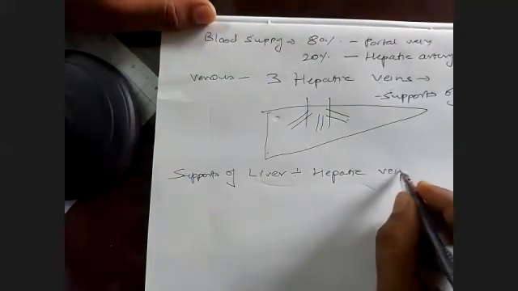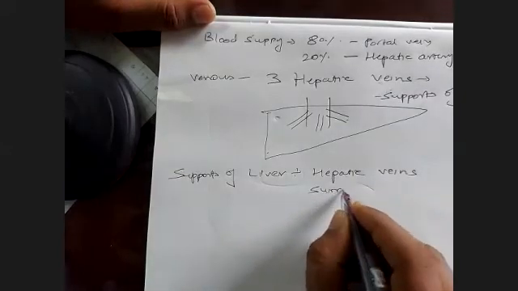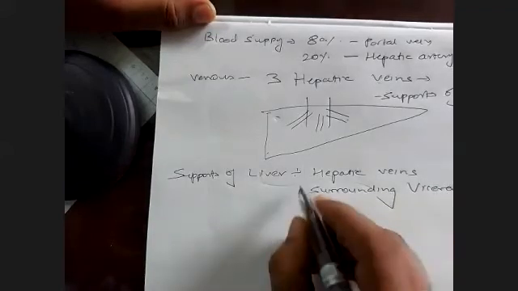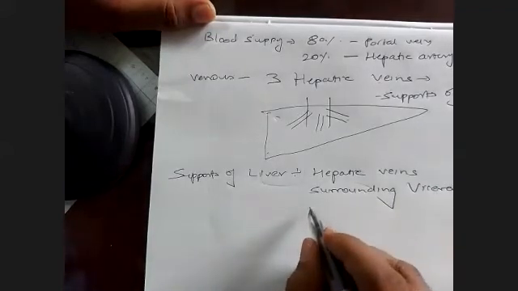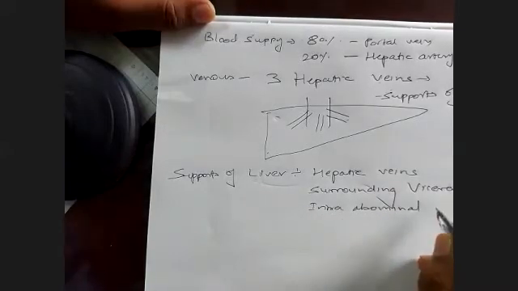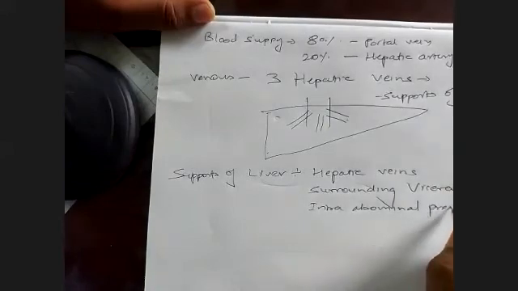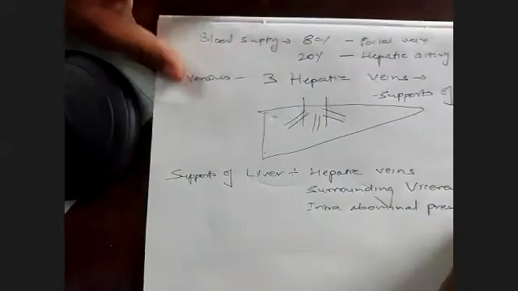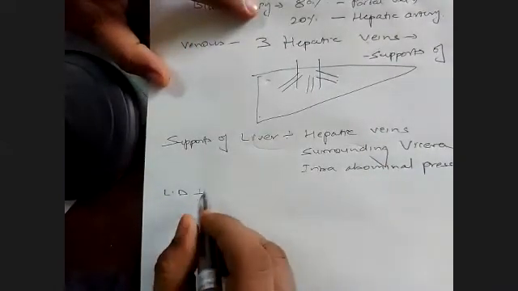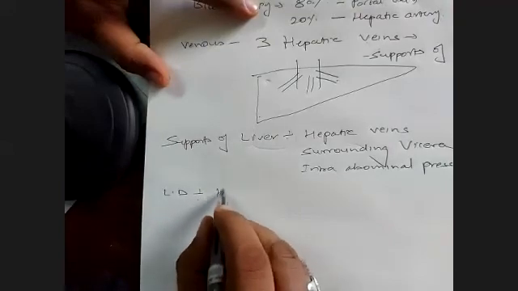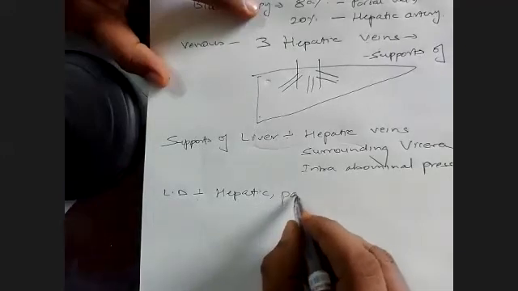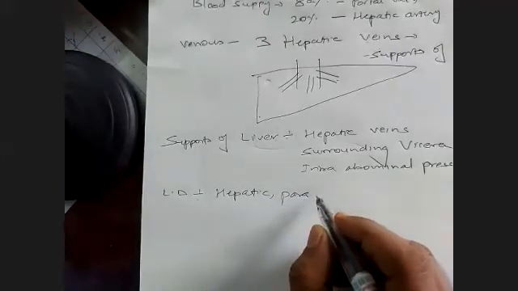It's the hepatic veins, surrounding viscera, and the intra-abdominal pressure. These are the three supports of the liver. Then talking about the lymphatic drainage, it mainly drains into hepatic, paracardial, and celiac lymph nodes.